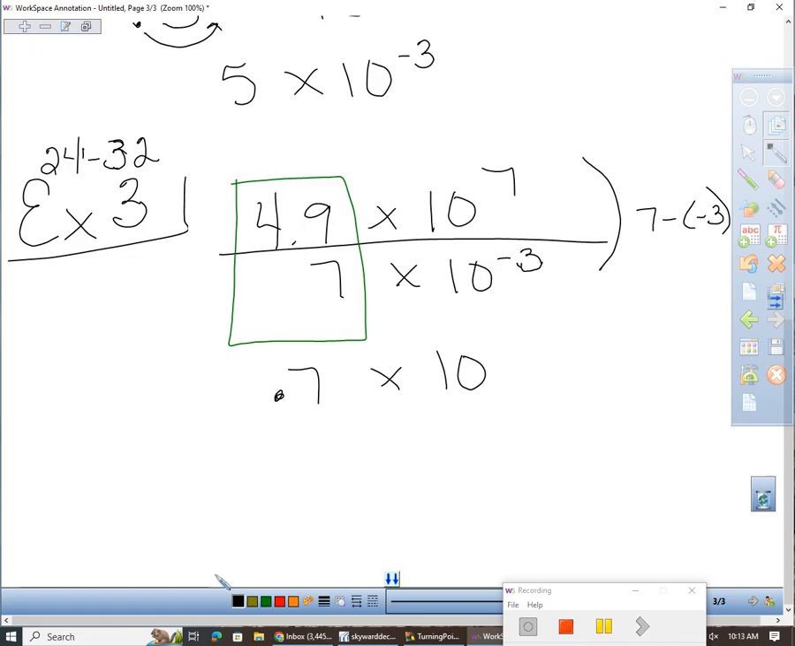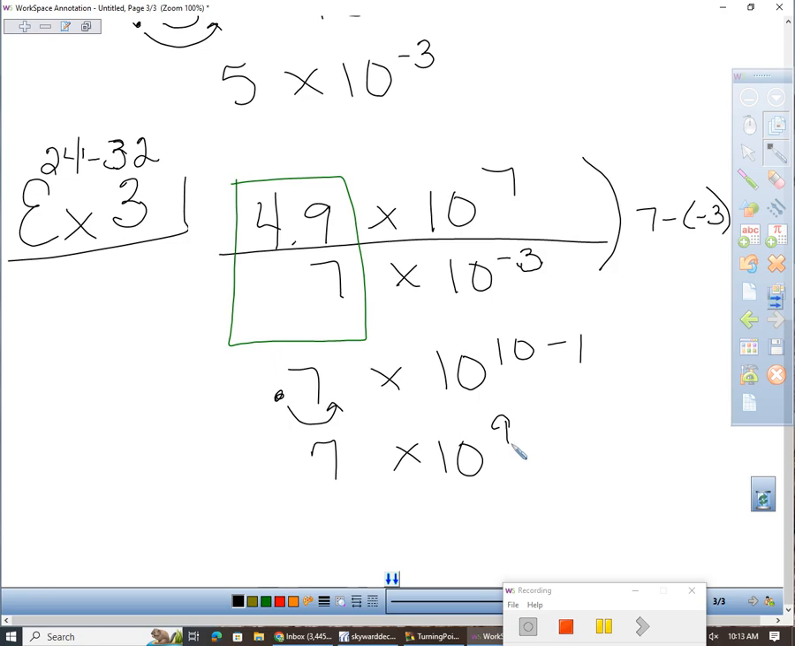So it's 10 to the what? 10 to the 10th, right? Because we have a negative sandwich going on. All right, is 0.7 between 1 and 10? Too big or too small? So I'm going to subtract from my exponent, and I have to move it over 1. So I get 7 times 10 to the 9th.